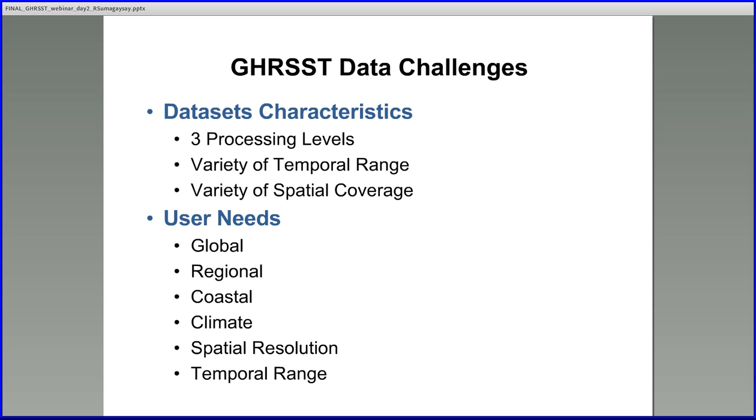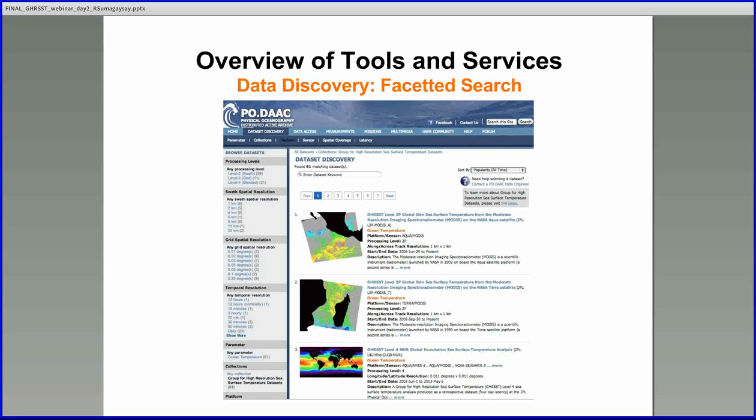So this leads us to the overview of tools and services that we provide here at the PO.DAAC. This is a snapshot of our data discovery utilizing faceted search or navigation. This is a technique for accessing a collection of information represented using a faceted classification. In this case, the classification for oceanographic data, allowing users to explore by filtering available information, as you see here on the right side of the navigation.